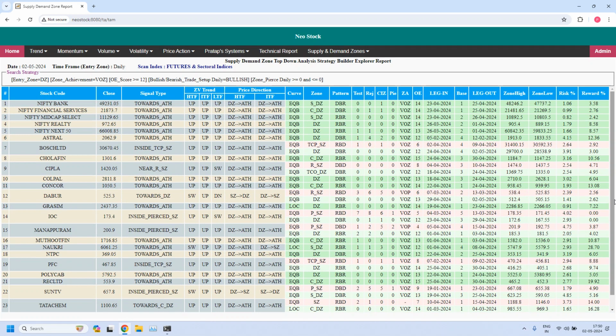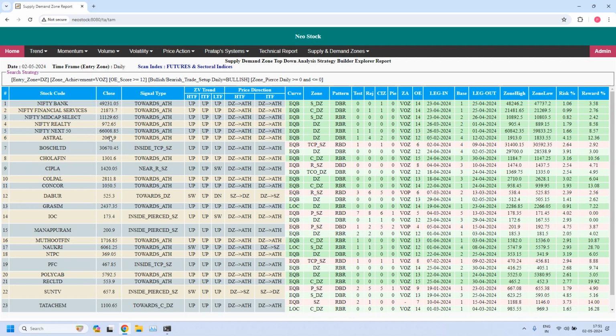See, I'll be giving you only a few seconds and then move on to the next report. So what you need to do is pause the video. You can study all the columns, all the parameters in this report. And you can even draw the zones in your charts using the columns leg in timestamp, leg out timestamp, and base candles, number of base candles.